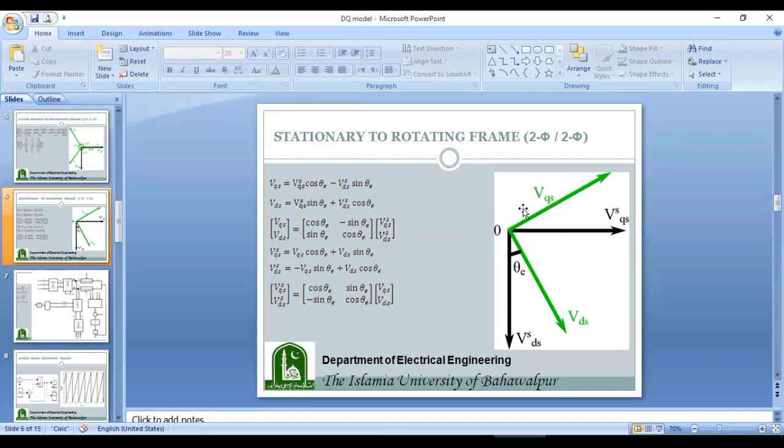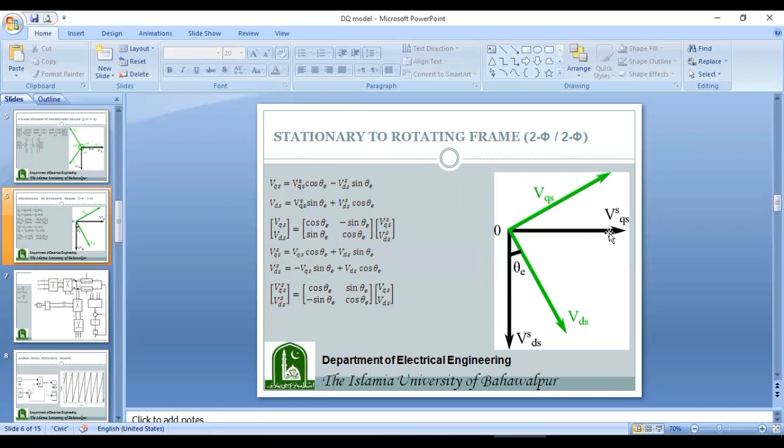And synchronous speed of the induction motor is actually defined as the speed of the revolving magnetic field in the stator. And similarly, the speed of this reference axis is equal to that synchronous speed, and this synchronous speed is actually equal to omega e, and the angle between the stationary frame and the rotating frame quantities is equal to theta e. So this is the angle, and the speed of rotation or the frequency of rotation is omega e. Now we can do the same transformation by using trigonometric identities to calculate VQS in terms of VQSS and VDSS, and vice versa. So this is VQS and this is VDS. They can be represented in the matrix form.